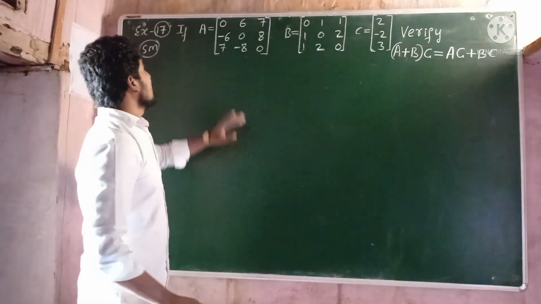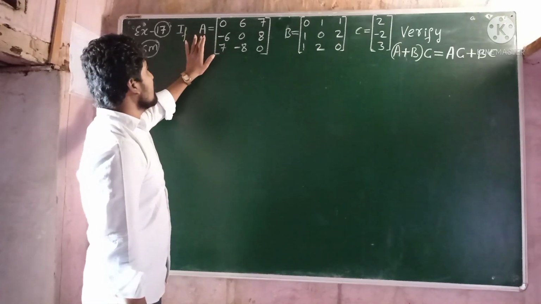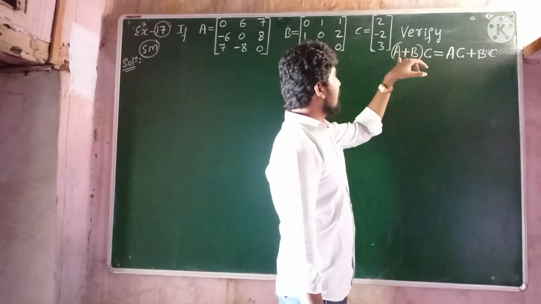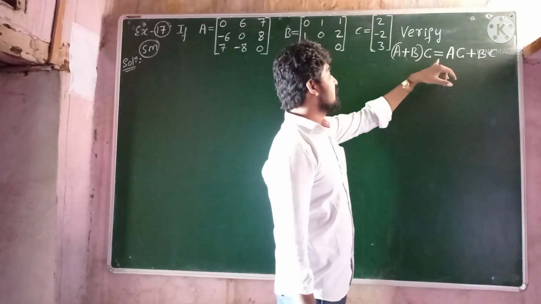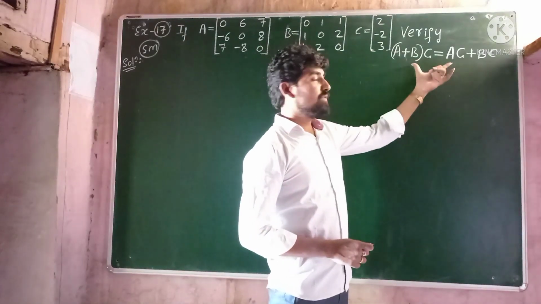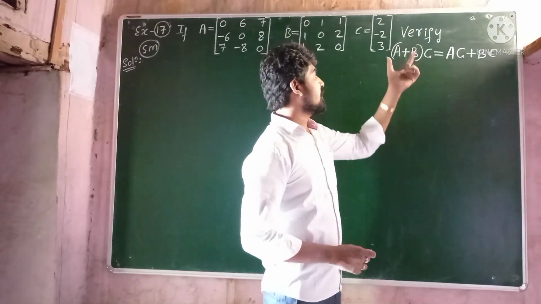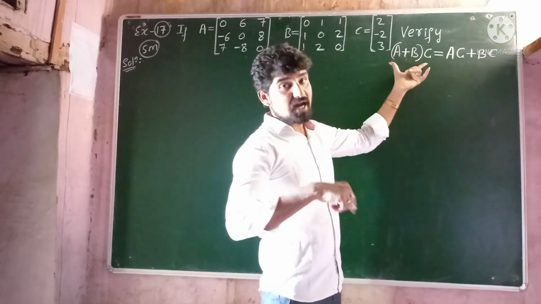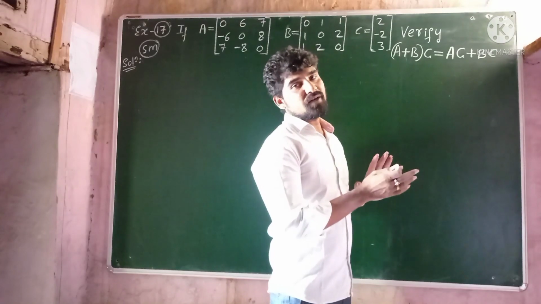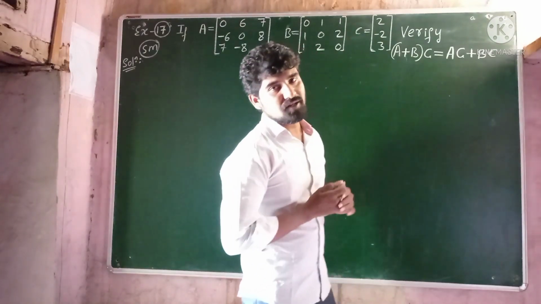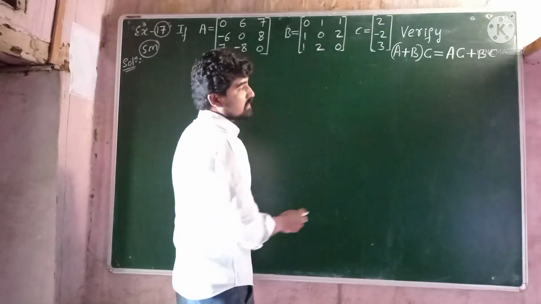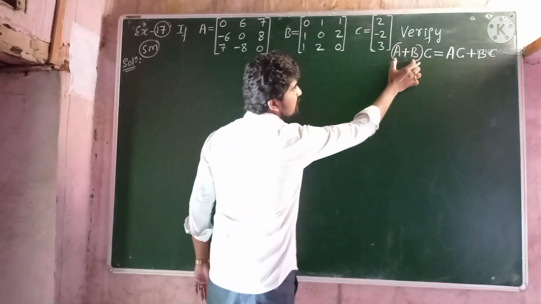And the question is, here he has given the matrices A, B and C, and we need to verify A plus B into C matrix is equals to AC plus BC. So to verify this given equation, first we need to find LHS of this equation and then RHS of this equation, and then we need to verify whether both are equal or not equal. So let's start the solution. In LHS, first we need to find the matrix A plus B.